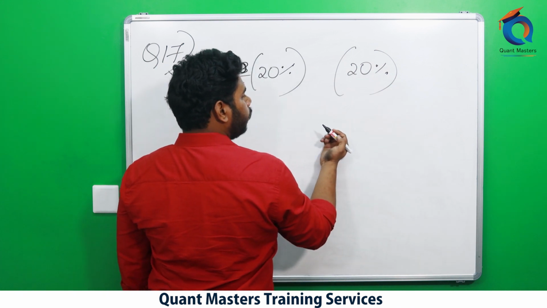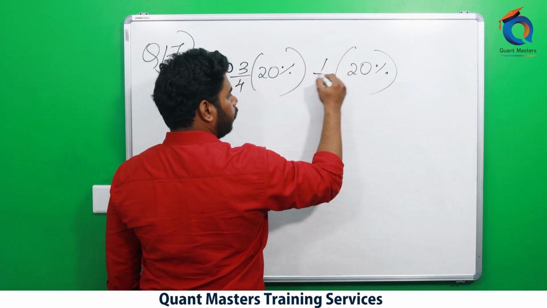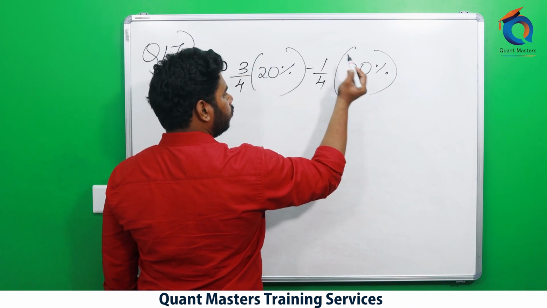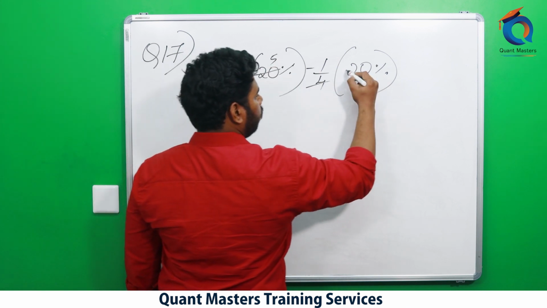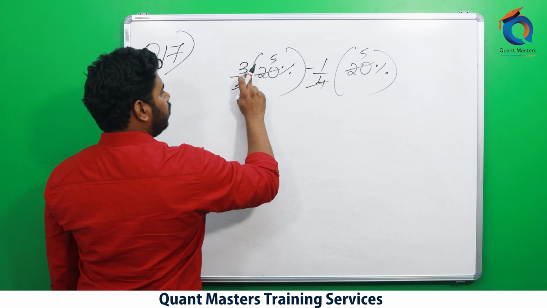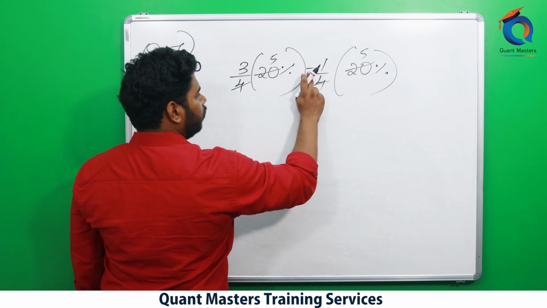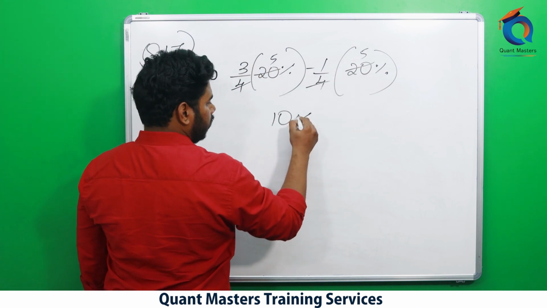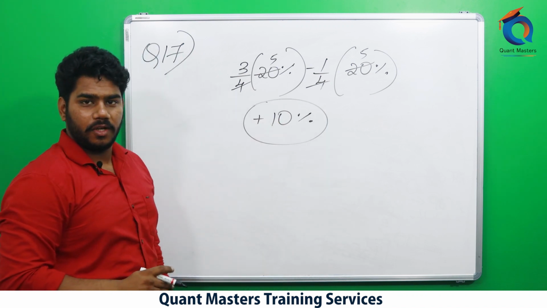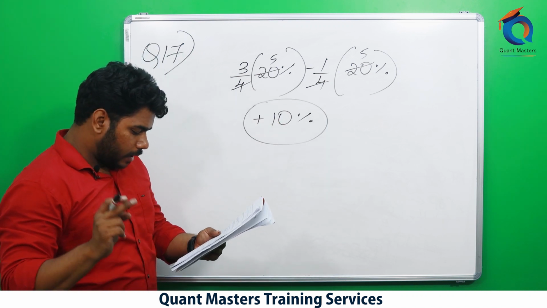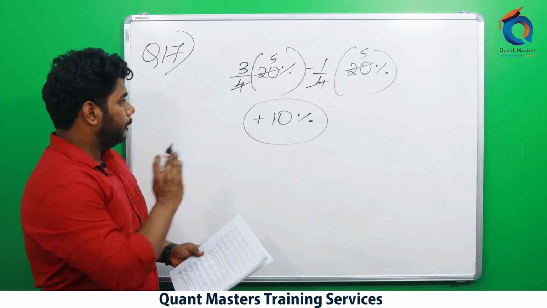Remaining means what? Out of the whole, remaining is what? 1/4. Loss means minus, so here it will be minus. Can I say 4 ones are 4, 5s are? 3 fives are? 15. 15 minus 5 is what? 10%. If nothing is there, it is plus. If it is plus, it is profit. So answer is 10% profit. That is option A. Please make a note.